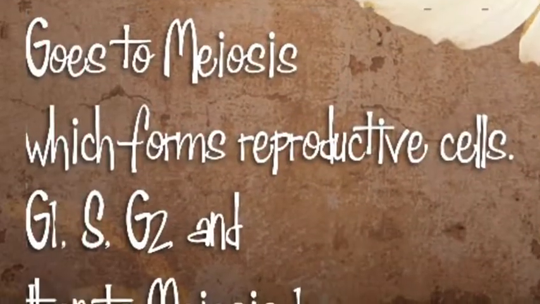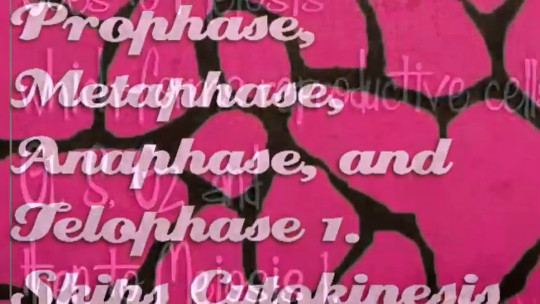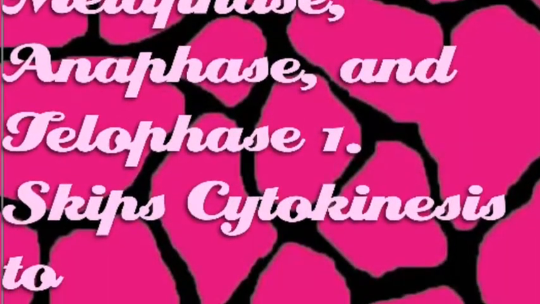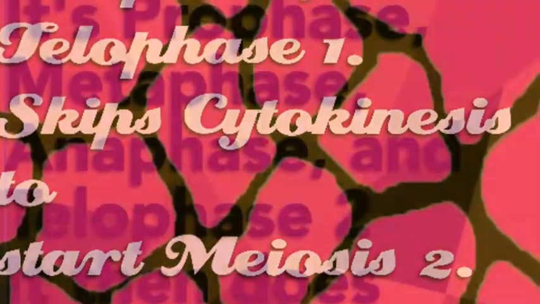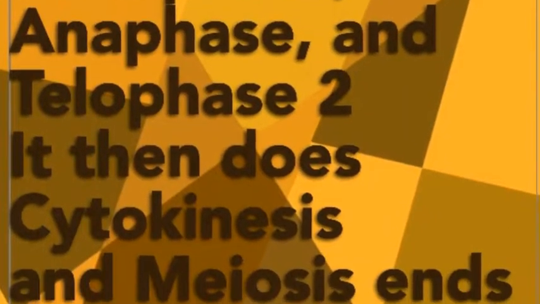Meiosis, which forms reproductive cells. G1, S, G2, then goes to meiosis 1. Prophase, metaphase, anaphase, and telophase 1. Skips cytokinesis to start meiosis 2. It's prophase, metaphase, anaphase, and telophase 2. Cytokinesis, and meiosis ends.